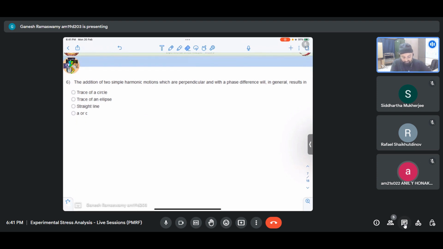Okay. The addition of two simple harmonic motions which are perpendicular and with a phase difference will in general result in a trace of a circle, an ellipse, or a straight line. Circle or a straight line, I'm sorry. That is what the option says.